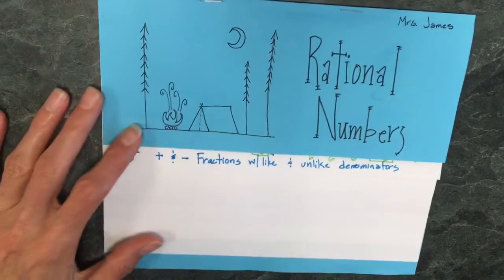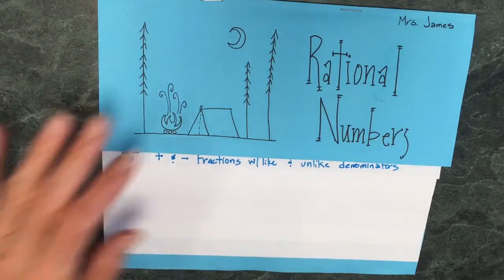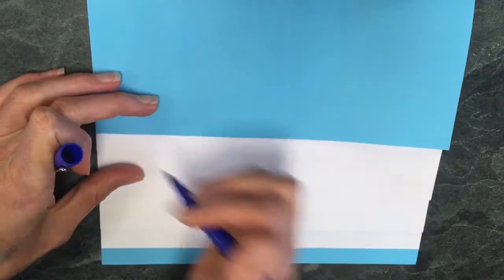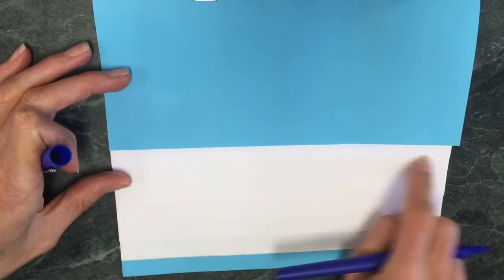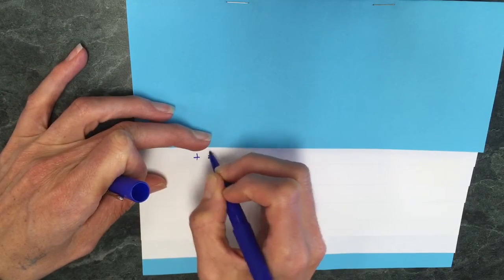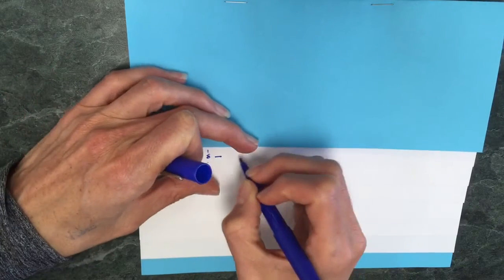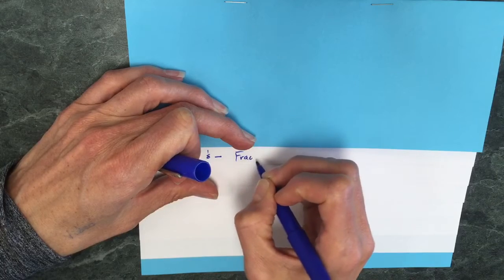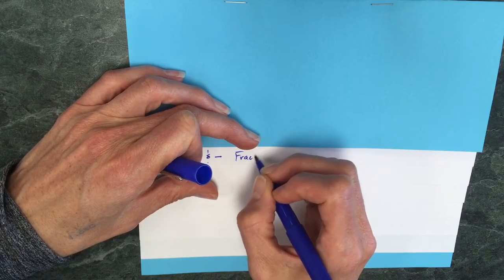If I'm ever going too fast, just make sure you pause to catch up. And your flip book probably looks something like this right now. I'm going to use this blank one. Right here on the very first white tab, I'm going to have adding and subtracting fractions with like and unlike denominators.